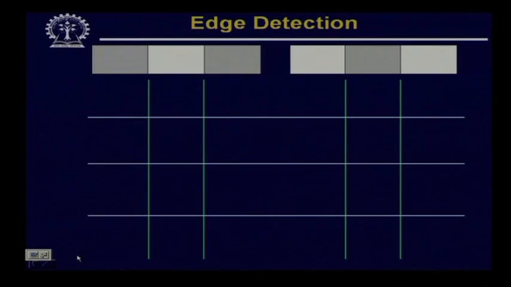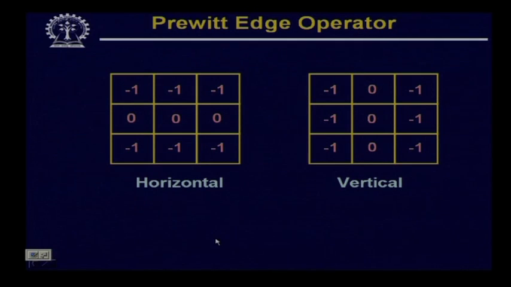So, we have the first derivative operators, the gradient operators, and using the gradient operators we can find out what is the strength of an edge at a particular location (x, y) in the image, and we can also find out what is the direction of the edge at that particular location (x, y) in the image. There are various ways in which these first derivative operators can be implemented, and here we will show some operators, some masks which can be used to compute the image gradient.